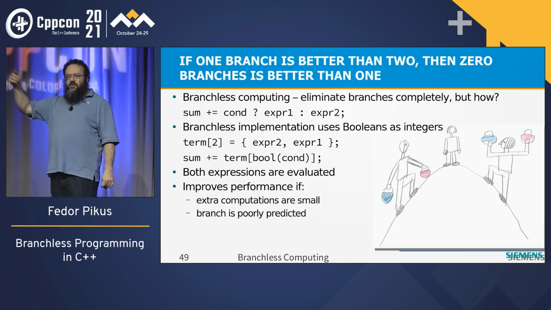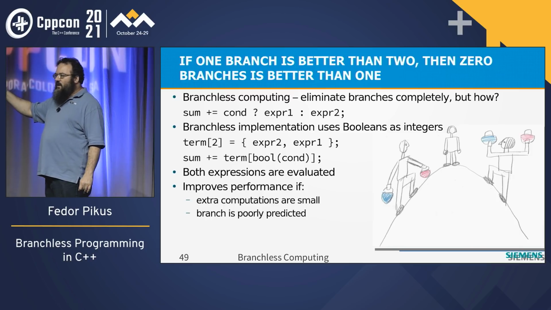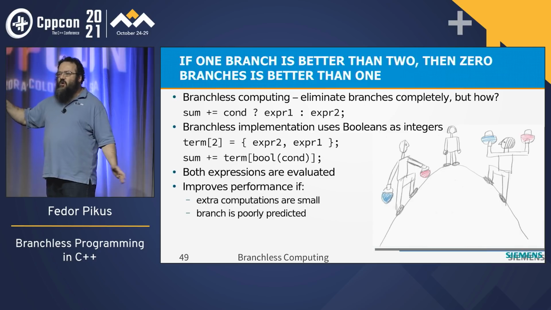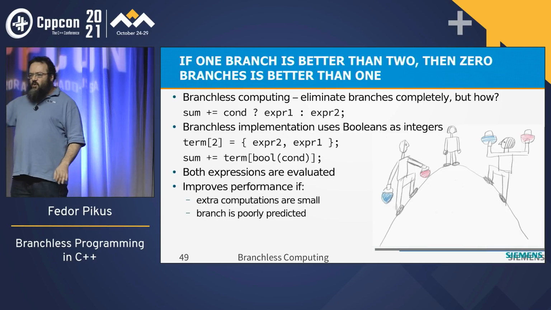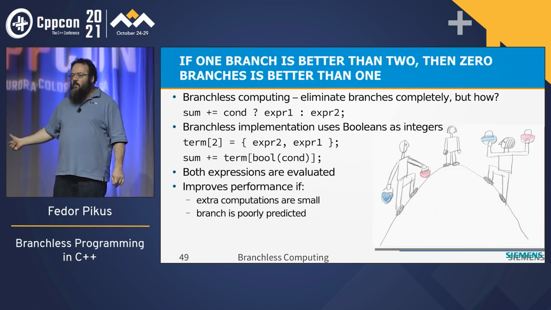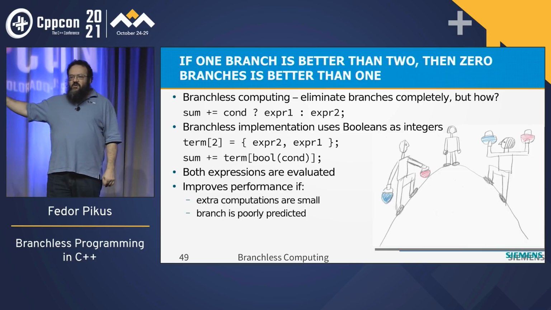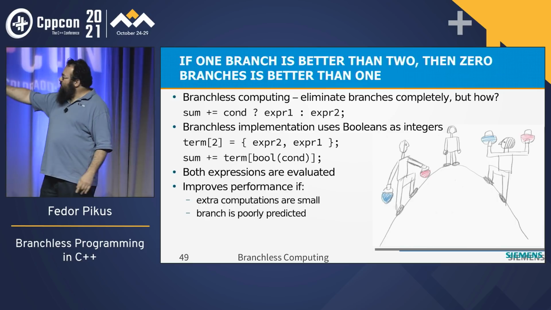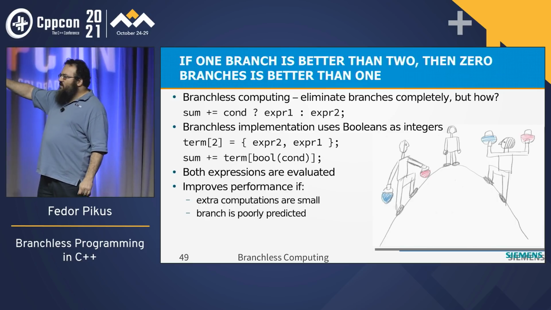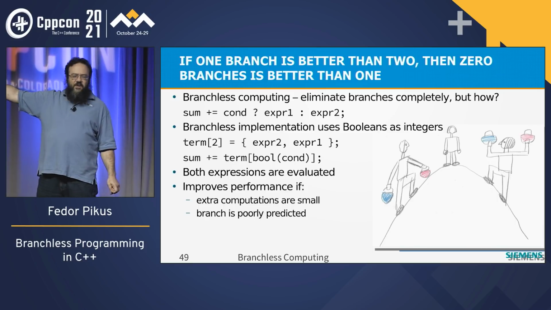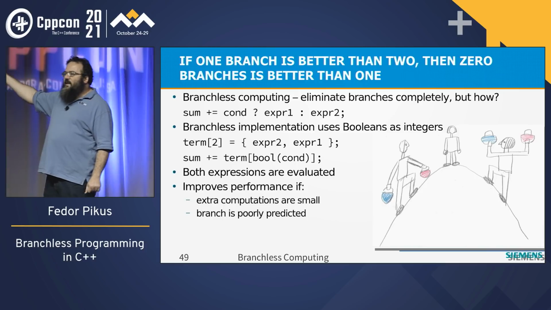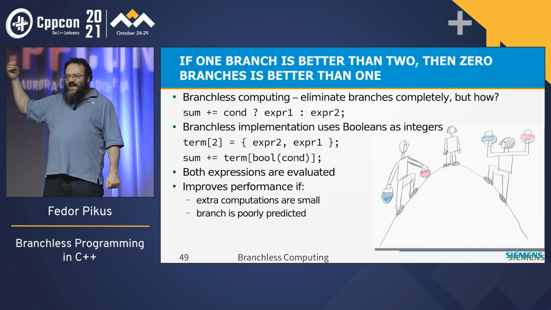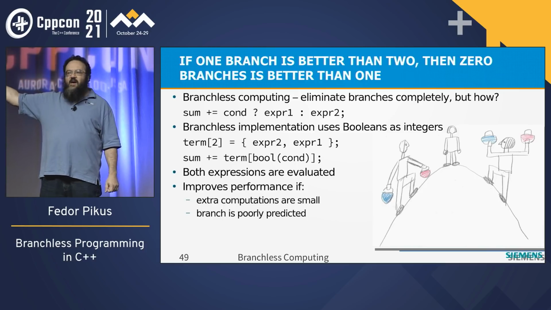We went from 2 branches to 1, and we saw that it was good. What's better than 1? 0. Going from 2 branches to 1 and then to 0 branches, that should be even better. The fundamental trick there is always the same. And it's basically, this is on the slide. Everything else is syntactic sugar around it. You use booleans, or conditionals, as indices into an array.